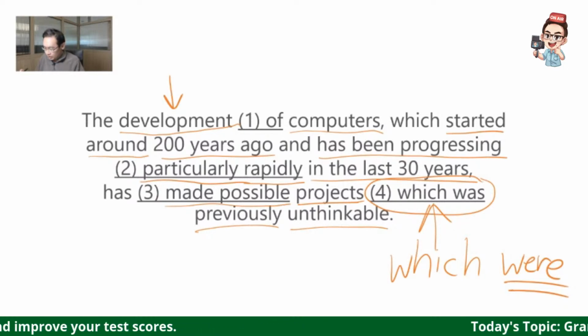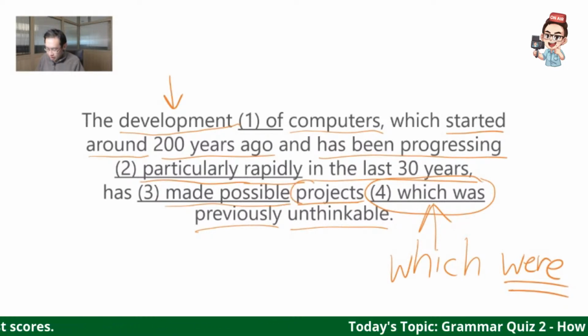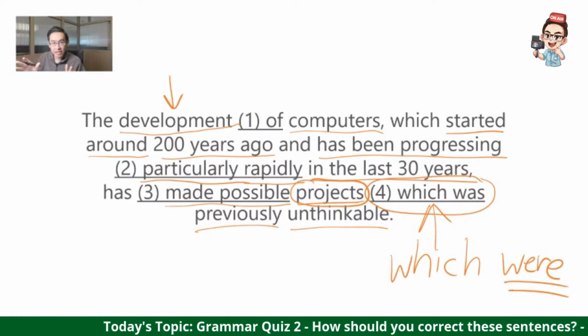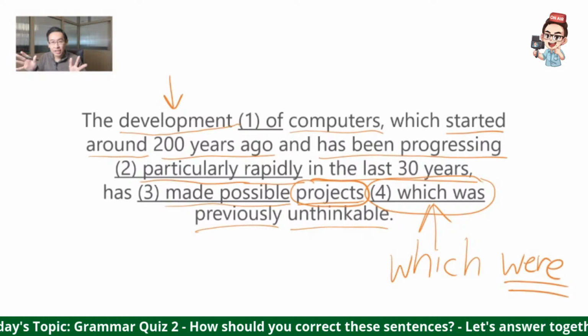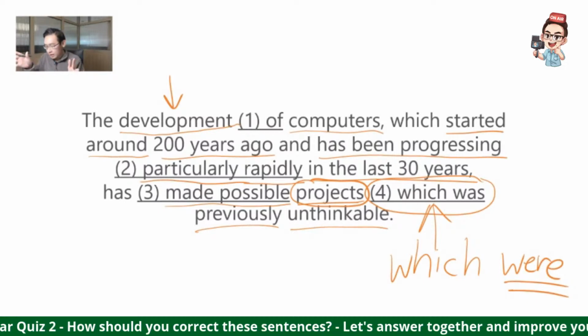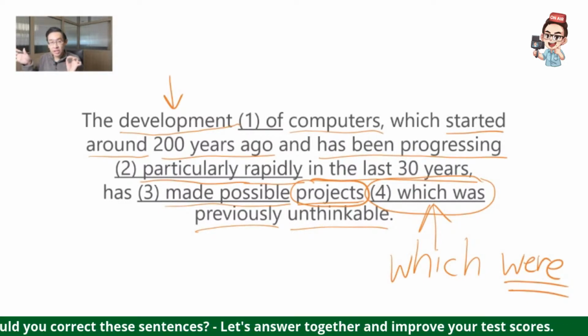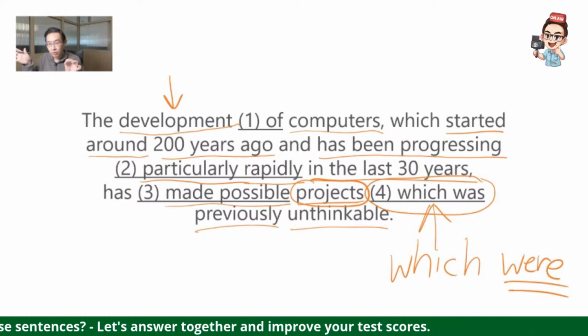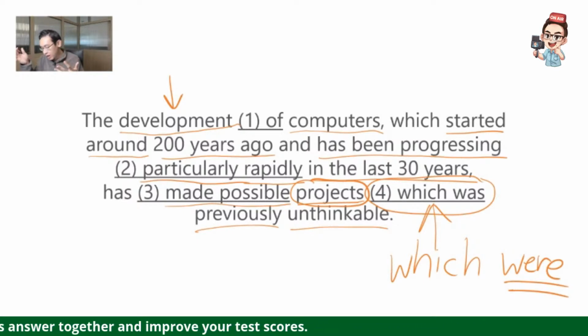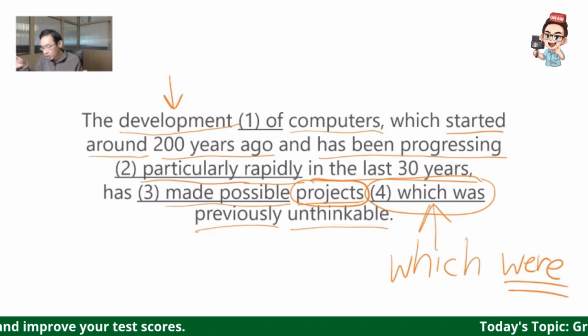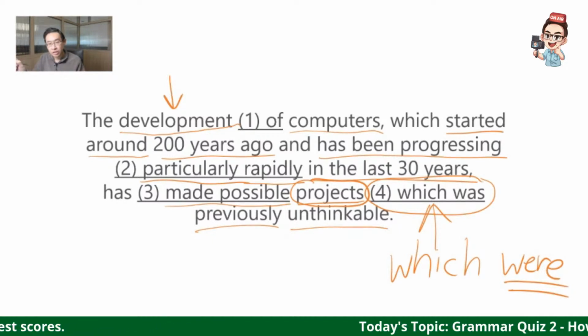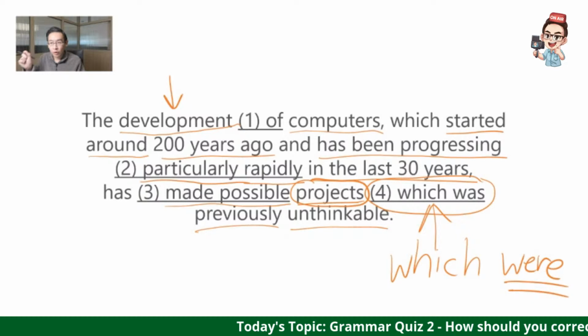We use "were" because here we are talking about projects. We're talking about many projects, not just one, but many. So it's a plural noun. So again, we need a verb which goes with a plural noun. So it's a plural verb. And we're talking about the past. So yes, it's in the past tense. That's already correct. But we can't use "which was" because that's for a singular noun.